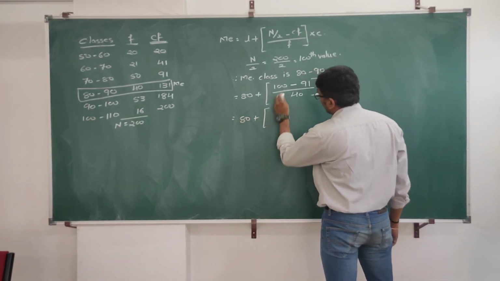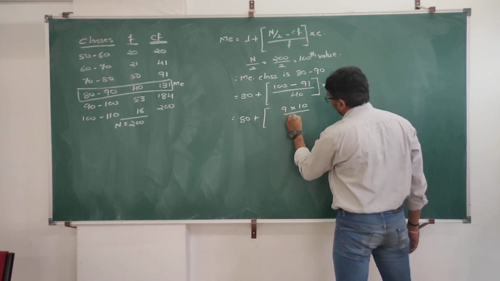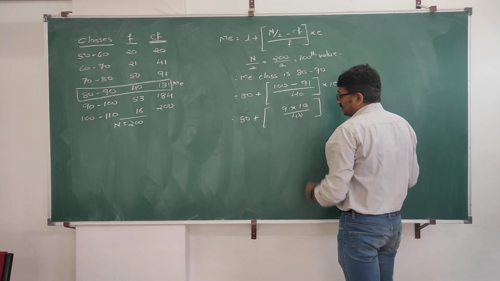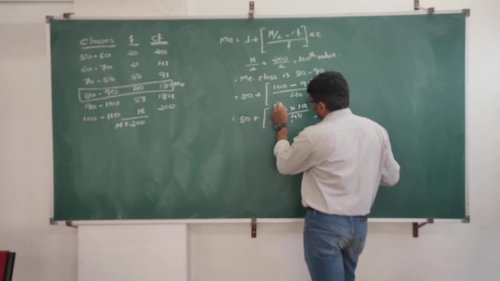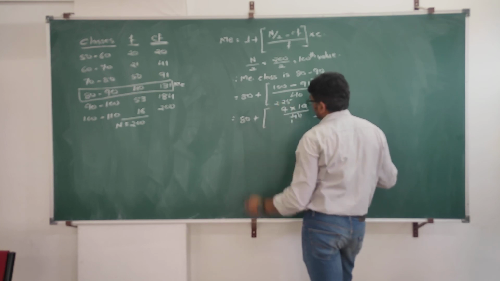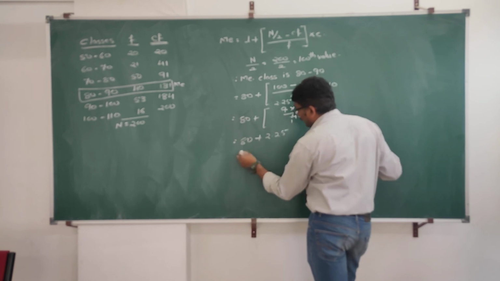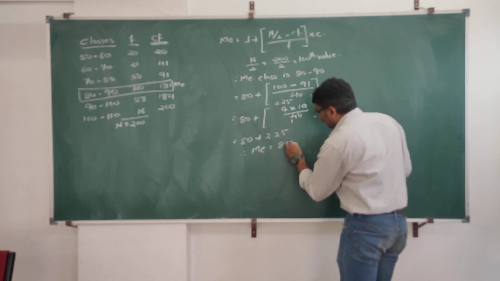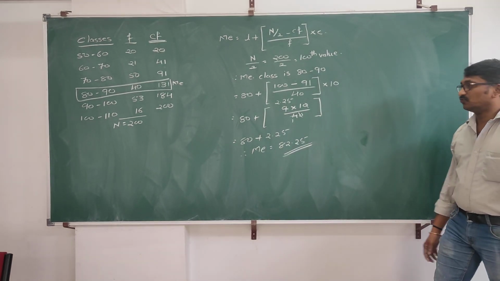Solve this. 80 plus, into bracket, 100 minus 91 is 9, into 10, divided by 40. I'll take this 10 inside and the 0s get cancelled. 4 2s are 8. 4 5s are 20. So 80 plus 2.25. Therefore median value is 82.25.